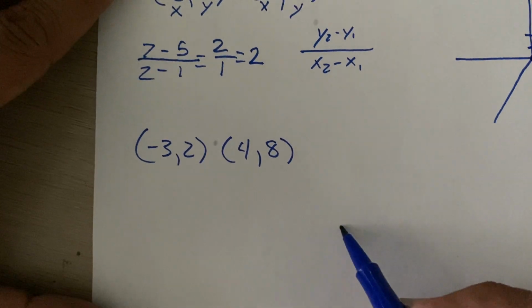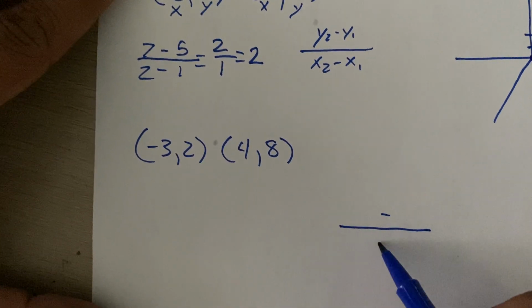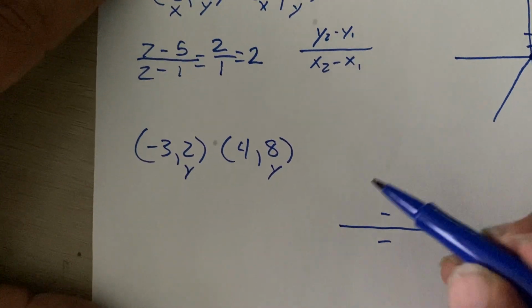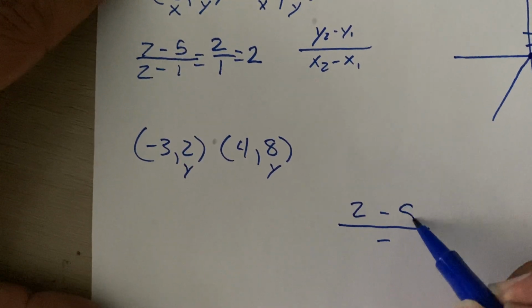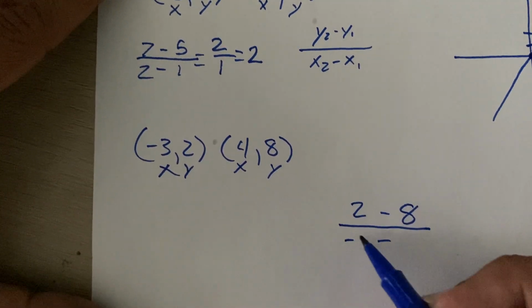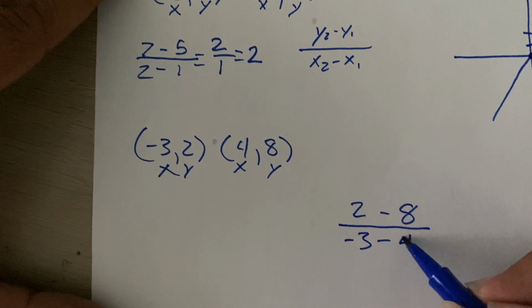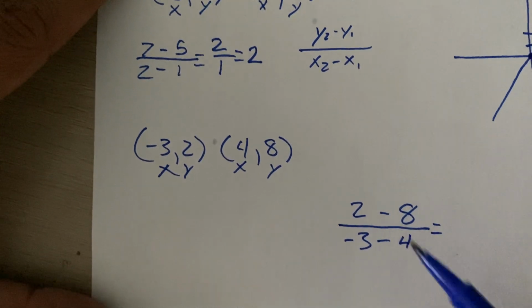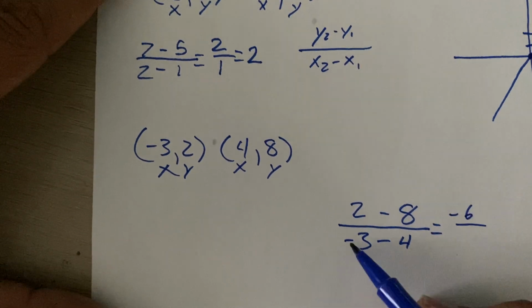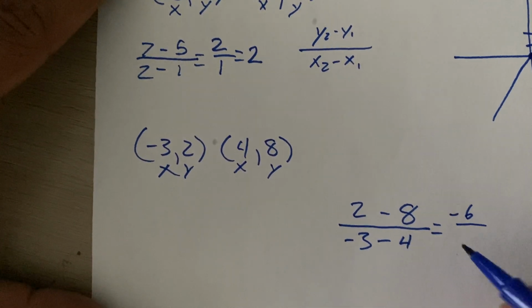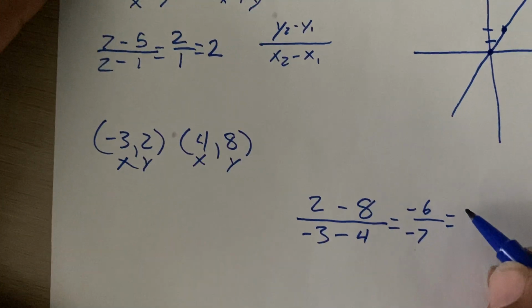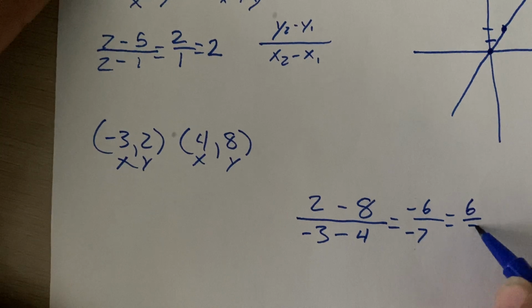What about this one here? Let's do that formula again. Line, minus, minus. You grab the y's, and they're going to make 2 and 8. Then you're going to grab the x's, and you're going to grab negative 3 and 4. All right? So 2 minus 8 is going to be negative 6. Negative 3 minus 4 is going to make negative 7. They're both negative, which means it's going to make the positive slope of 6 over 7.